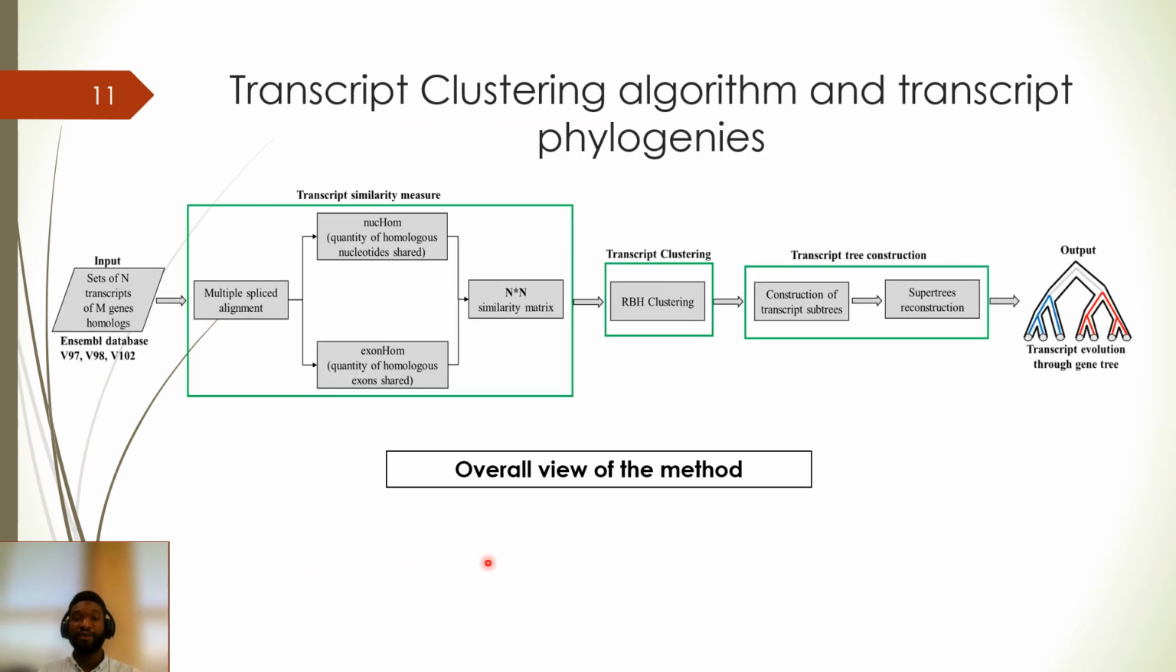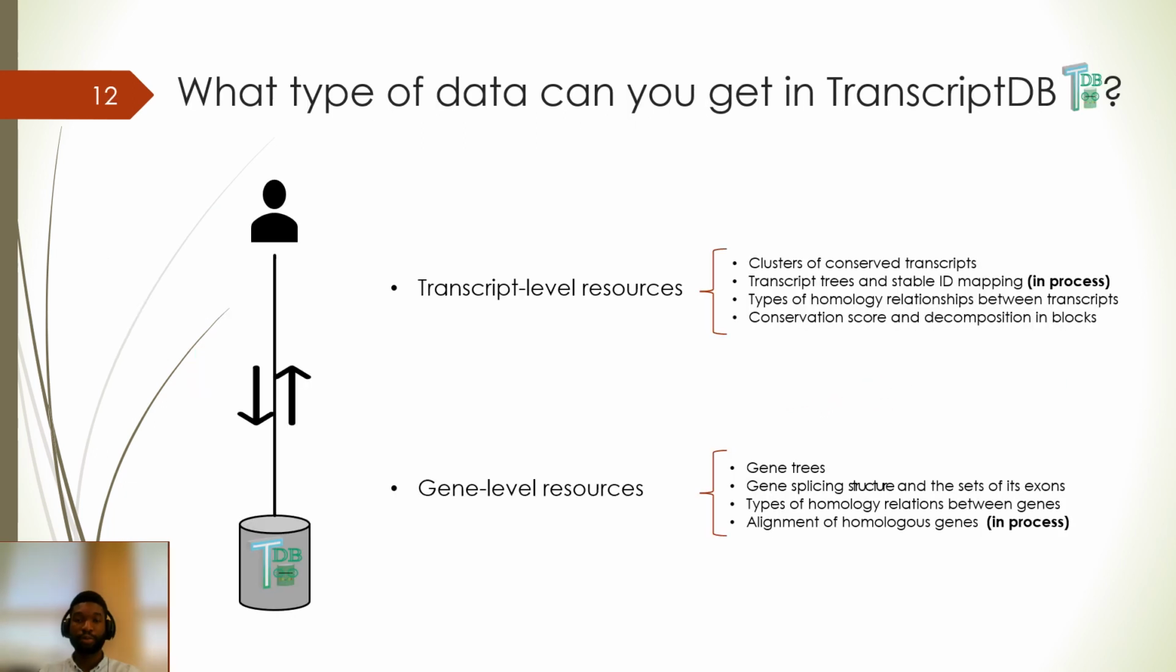Here we have the overall view of the proposed method that combines the TranscriptDB clustering algorithm and the transcript phylogenesis reconstruction algorithm. So what type of data can you get in TranscriptDB? We can get transcript level resources like clusters of conserved transcripts, transcript trees, and stable ID mapping for transcript trees, the types of homology relationships between transcripts, and also the decomposition in exon blocks and the conservation scores.